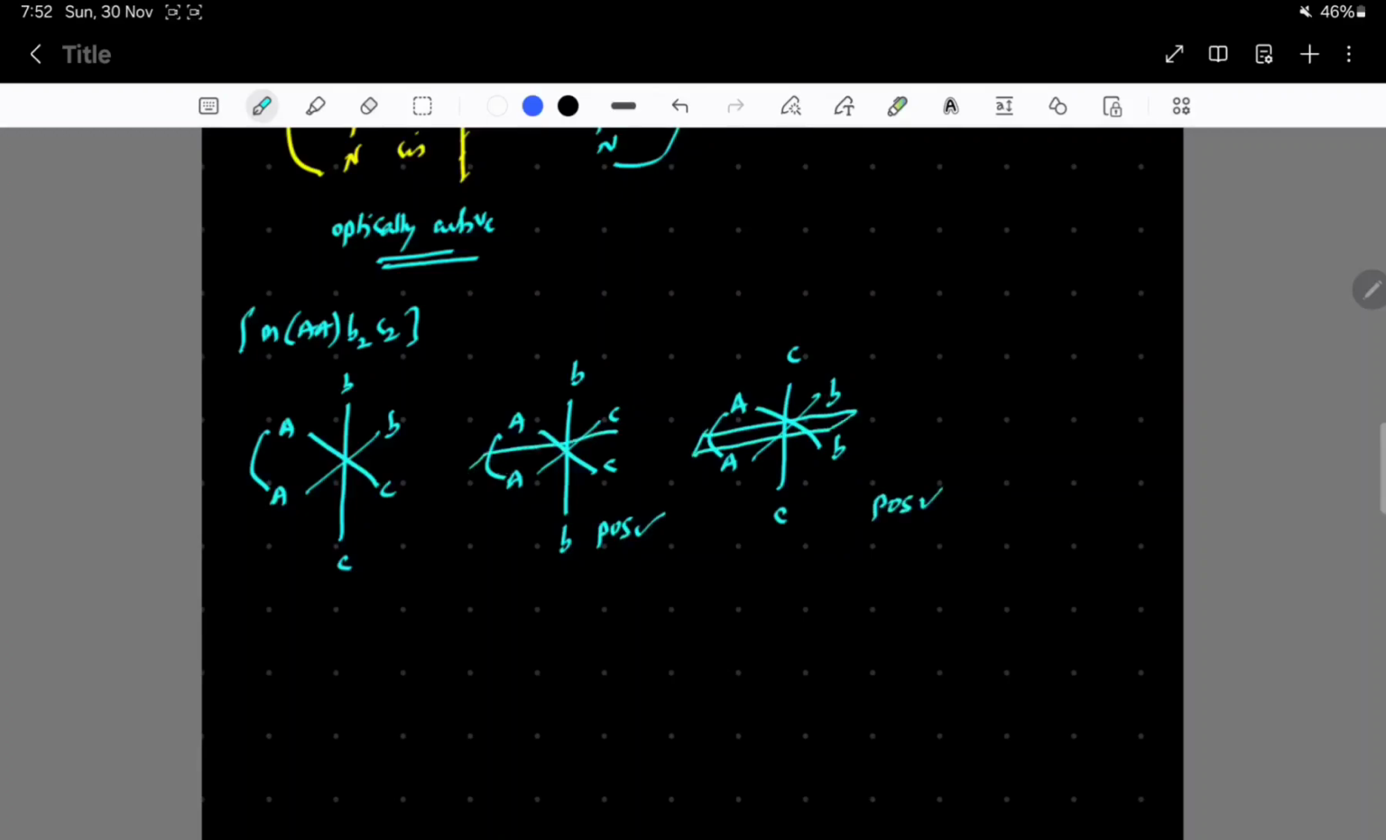Now or you can take it simply, right? No need to take this mirror image. Simply you can take it: similar ligands are opposite to each other. So then 100% it is optically inactive, only a plane of symmetry is present.